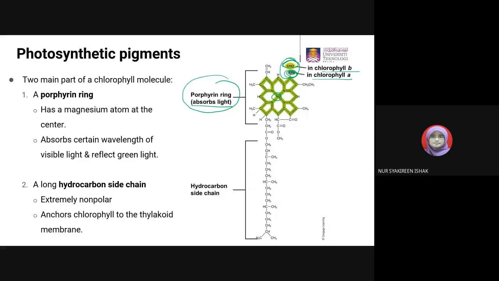Okay, so the magnesium atom at the center absorbs certain wavelengths of visible light and reflects green light. So yang ini adalah hydrocarbon chain yang bawah ni. So it is extremely non-polar and anchors chlorophyll to the thylakoid membrane.